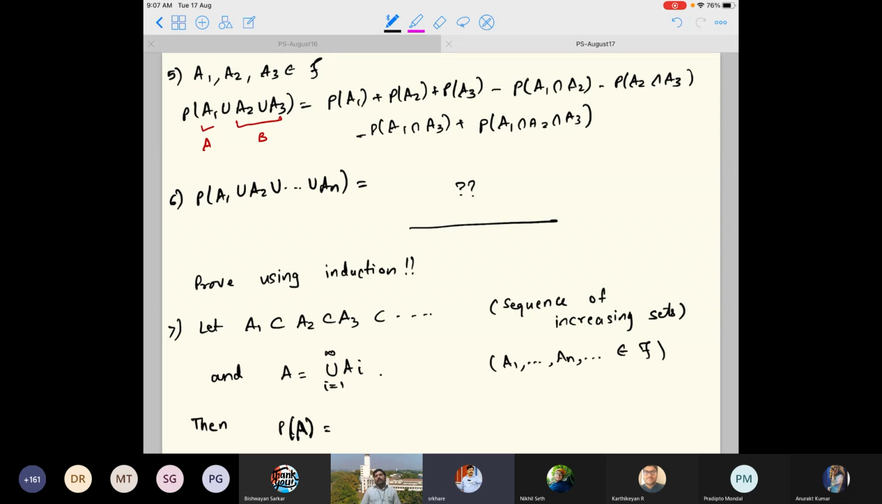But your intuition again is right. So how will you write that mathematically? The limit as n tends to infinity, probability of An. Absolutely right. That is what this is. So we want to prove this. How will we prove this?